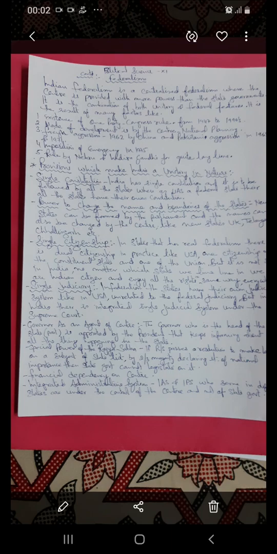So in this way we see that these are the reasons or provisions that make Indian federalism more unitary in nature or centralized federalism.